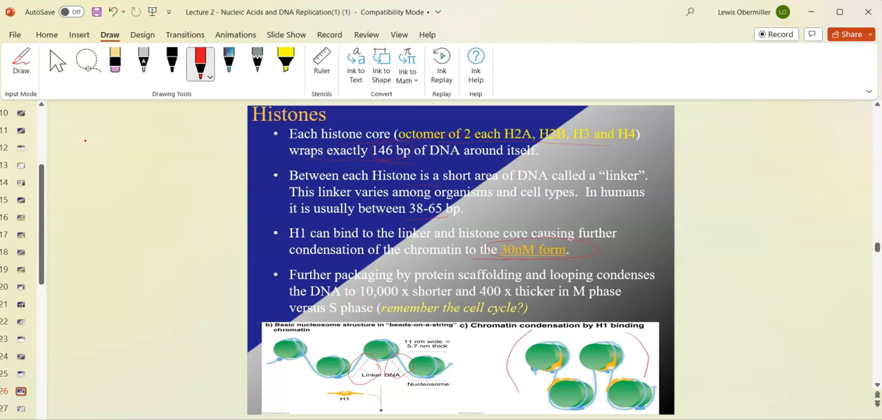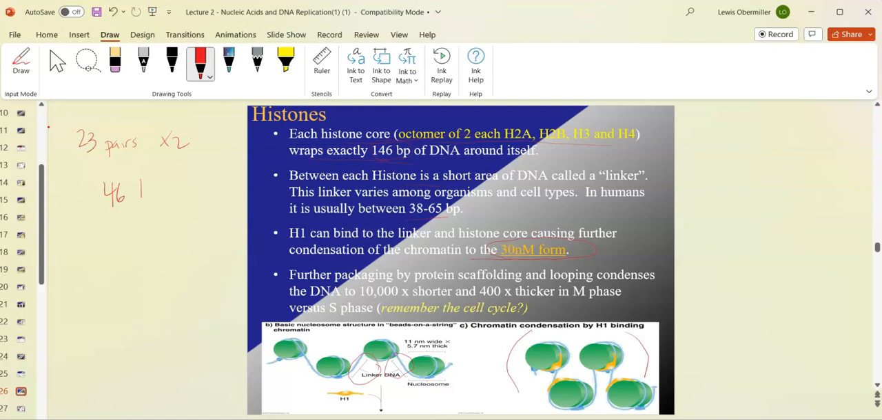Now remember that part of the function of histones is to package the chromosomes. So think about it this way. If you had a gym bag, and I don't know if you guys know this or not, but in humans we have 23 pairs, right? Because we're diploid, so we have 2, 1 for each parent.